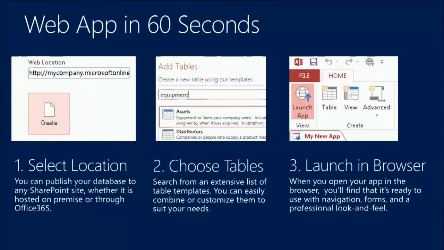All you had to do was select the location where you want to create the app. It can be on premises or it can be in Office 365. You choose the tables that you want. I started with table templates to get up and running quickly. You can create your own tables from scratch. You can even import data from other sources. Maybe you have a legacy desktop database or an Excel or from a SQL Server elsewhere. And then finally, you launch in the browser, and it's ready to use.